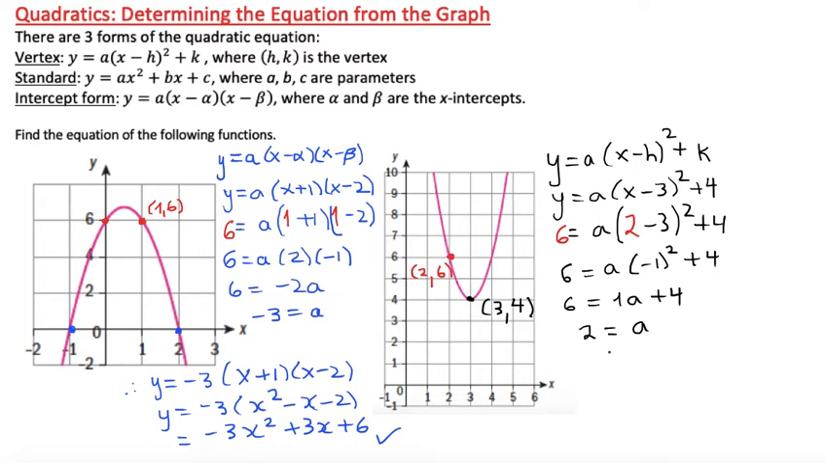Again, this is good news because this parabola is facing upwards. And so our final equation is then y equals 2 times x minus 3 squared plus 4. There's no need to expand it. If you wanted it in standard form, you can write this out twice, FOIL it out, and the rest of it, but vertex is actually the most useful for graphing.